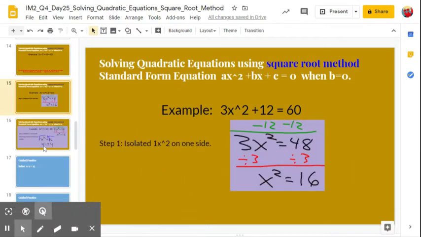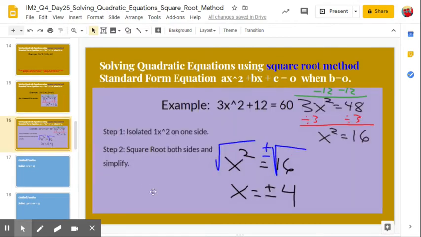So for your notes, step 1 is you're going to isolate the x squared on one side of the equation. So we want to isolate 1x squared is what we did. So we have that on one side and the number on the other side. And then step 2 is you take the square root of both sides and simplify. So you might want to add those steps to your notes. Let's try some.